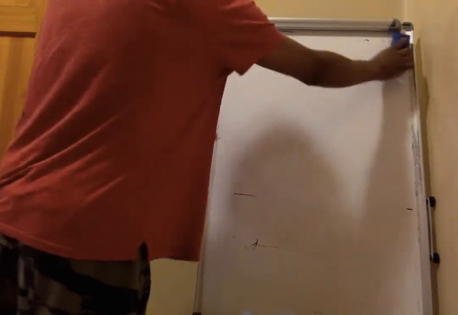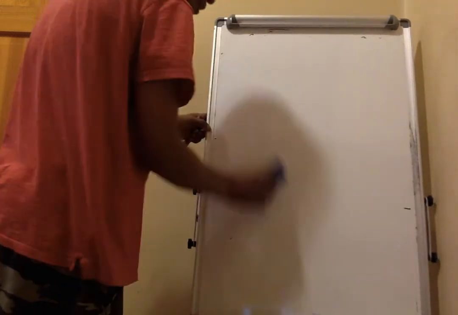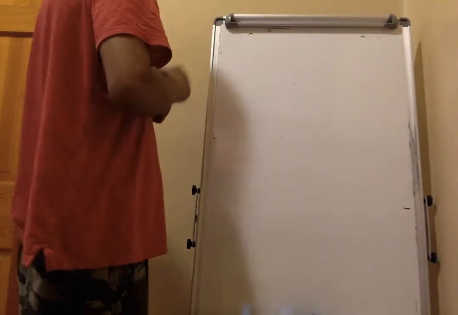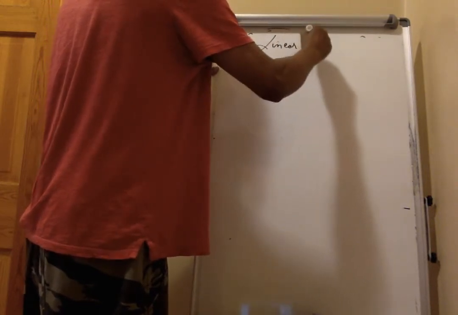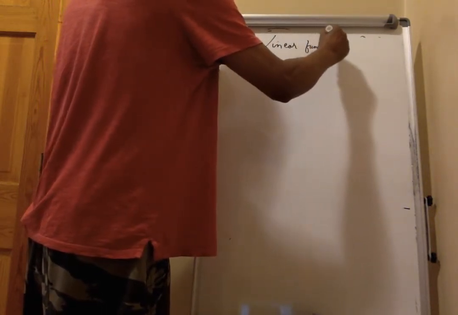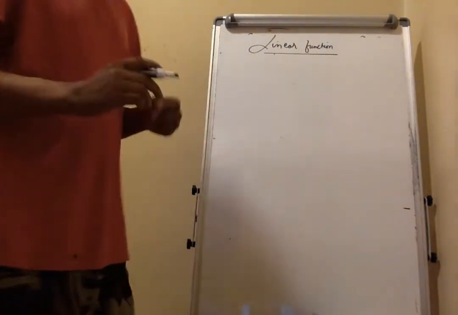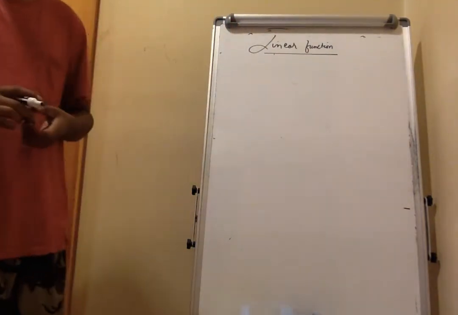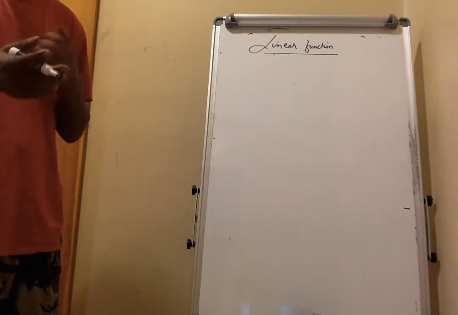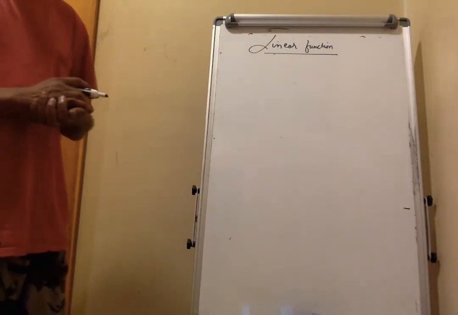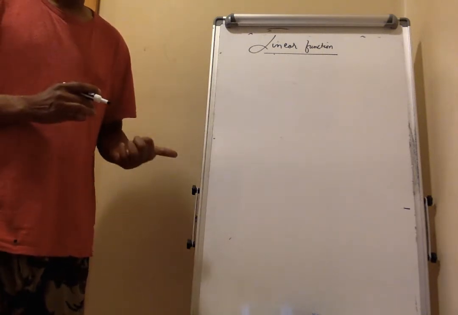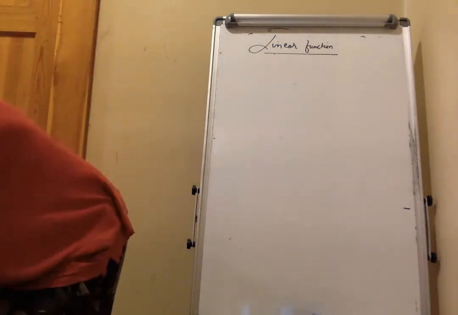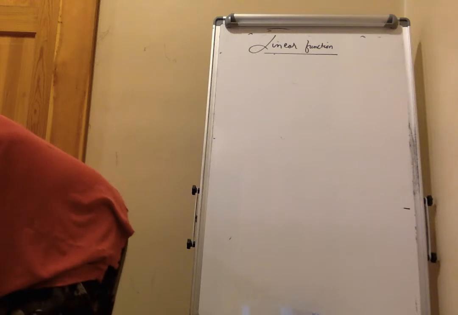So now, what we will be talking about is linear functions. All linear equations are functions because they are one-to-one. Meaning what? For one value of x, we get exactly one value of y. Okay, that's what makes it a function.